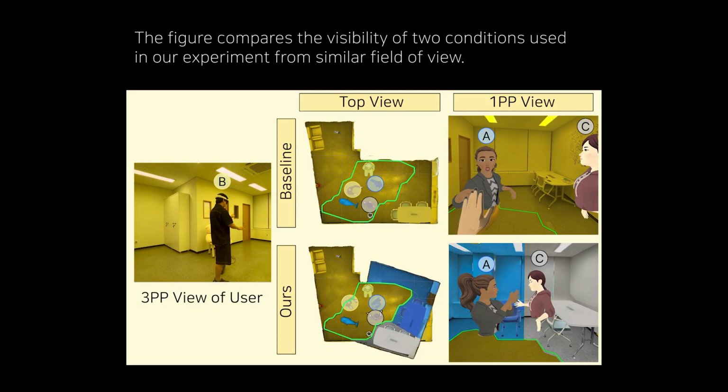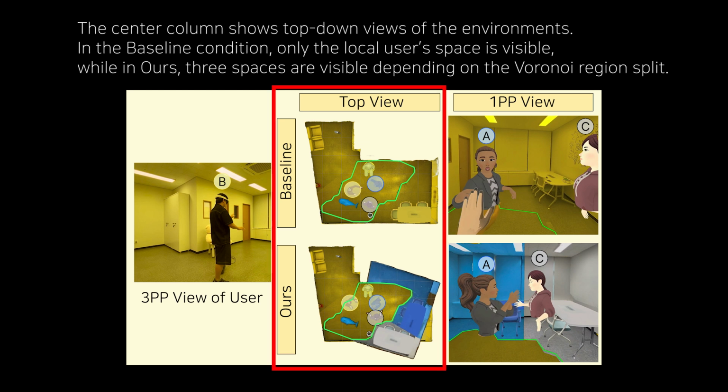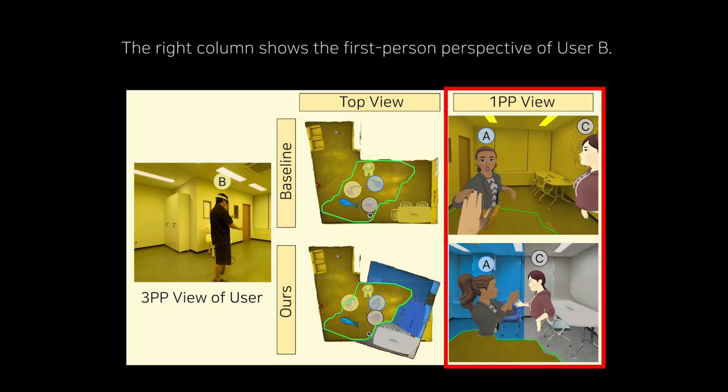The figure compares the visibility of the 2 conditions used in our experiment from a similar field of view. The center column shows top-down views of the environments. In the baseline condition, only the local user's space is visible, while in ours, 3 spaces are visible depending on the Voronoi region split. The right column shows the first-person perspective of user B.